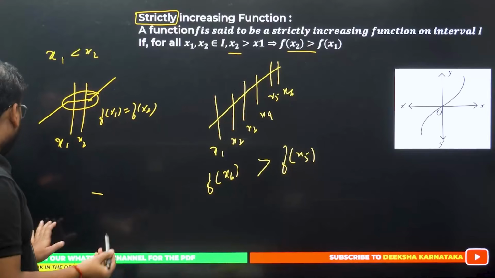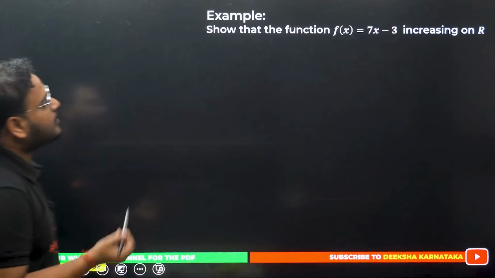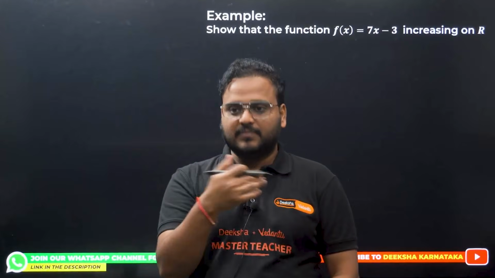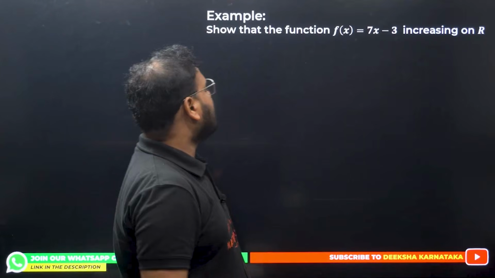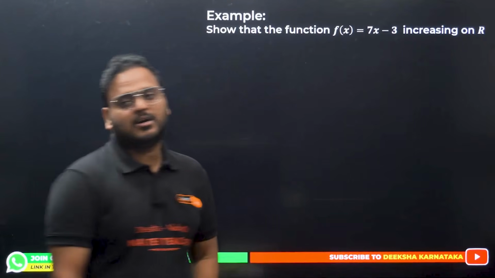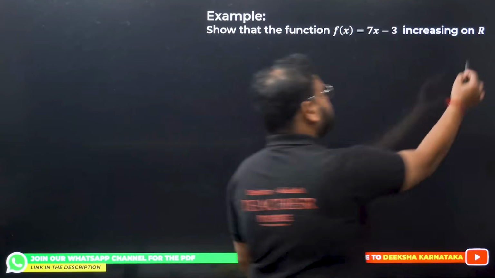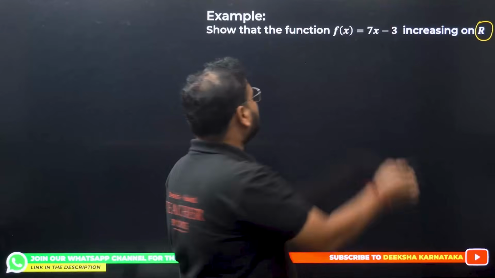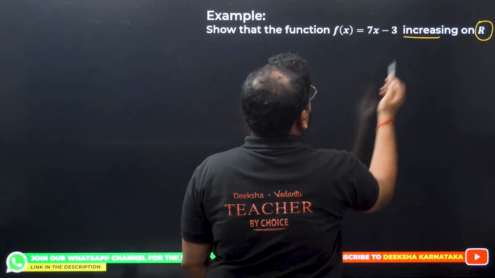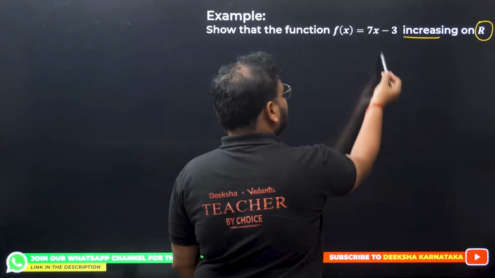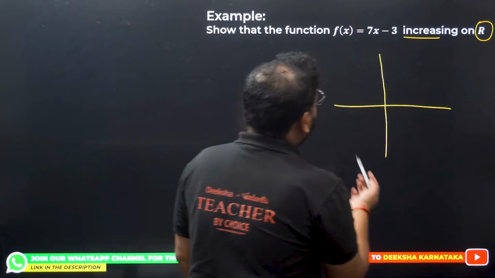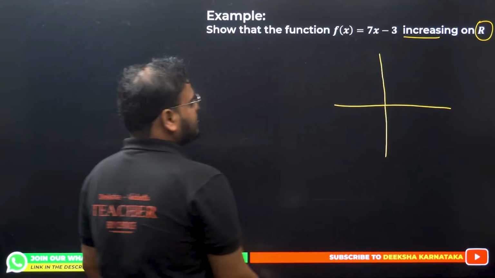Okay, moving on to decreasing, this is already covered, but before I move on to strictly decreasing function, I want to teach you one example. Let's see how it works. The function f(x) equals 7x minus 3 is increasing on the interval of all real numbers. We have to show that it is increasing in nature. What are you going to do? One thing you can do is simply draw the graph of 7x minus 3. Take the x value as 0, you're going to get the y value as minus 3. Okay.